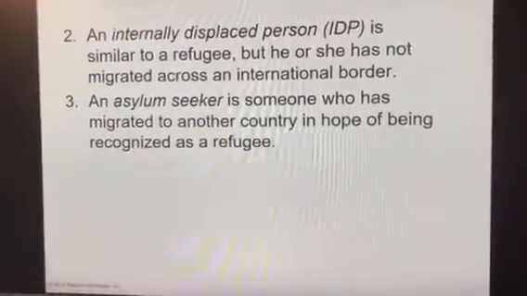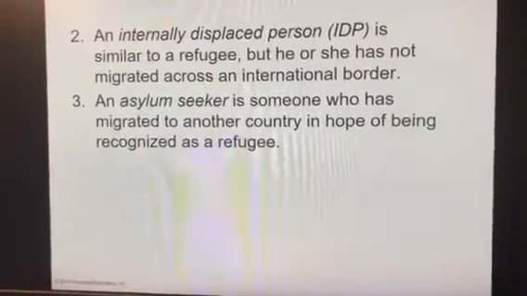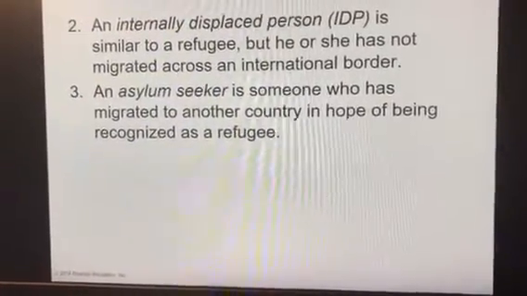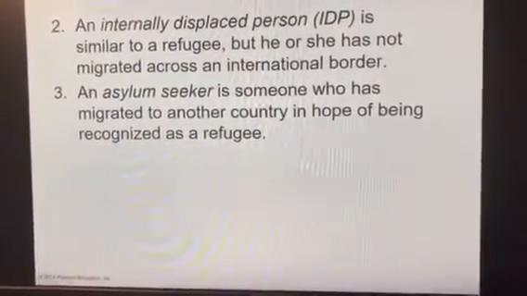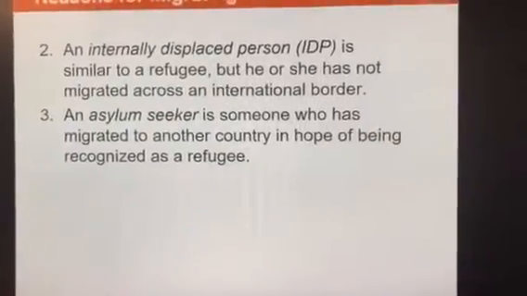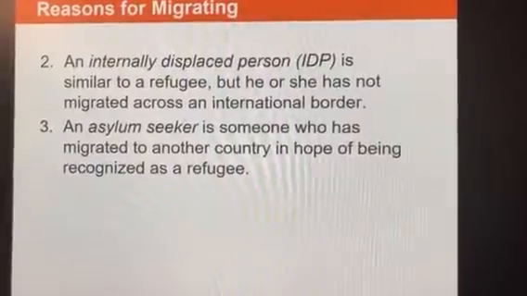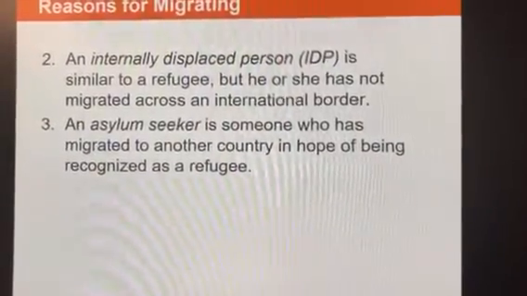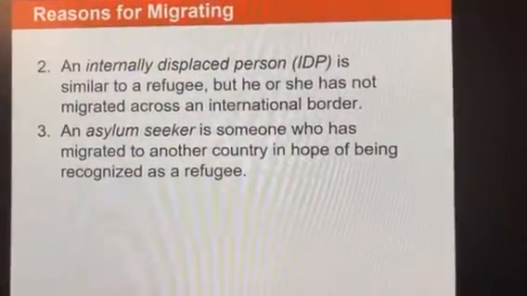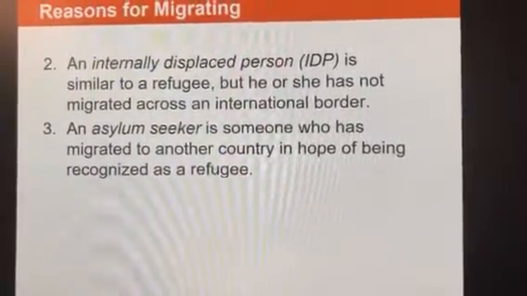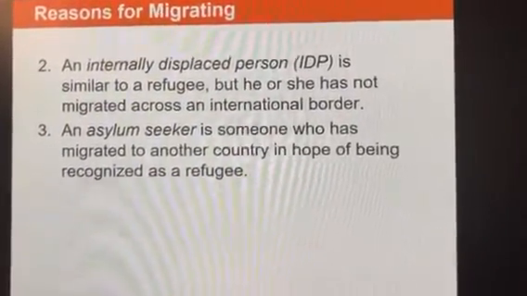And then we also have asylum seekers. An asylum seeker is someone who goes to another country in the hopes of being recognized as a refugee. So a lot of the people who have been coming into the U.S. from Central America, some of them are asking for asylum. They want to be recognized as a refugee. So they've come here to explain why it's dangerous for them to go back home. And they're hoping to get that asylum status.